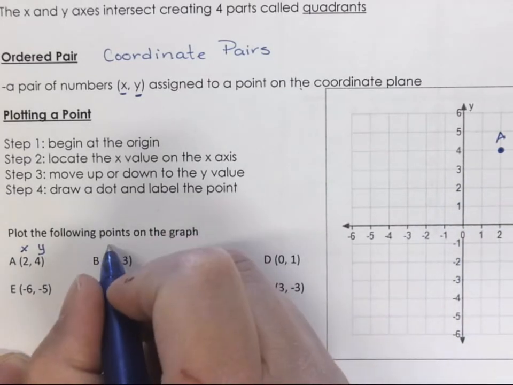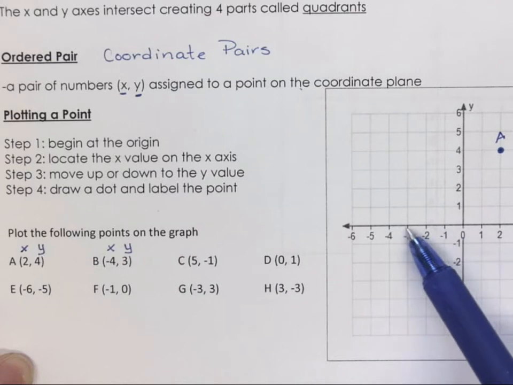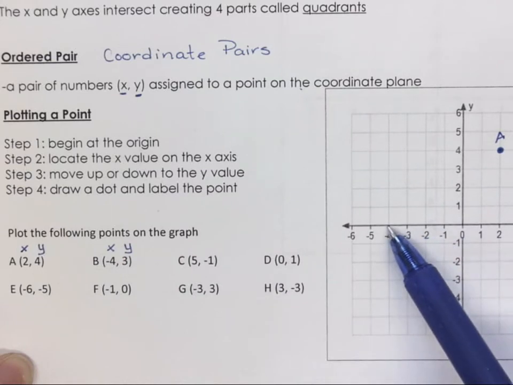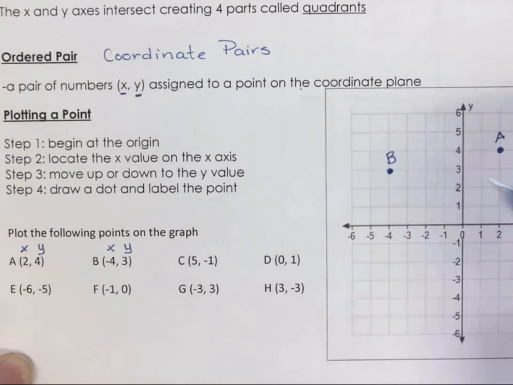Okay, so now this one, again, it's always in the order x, y. So this time I'm going negative 4. So starting at the 0, I go negative 4. And then from here, I'm going to go up 3 to positive 3. So that's my point B.